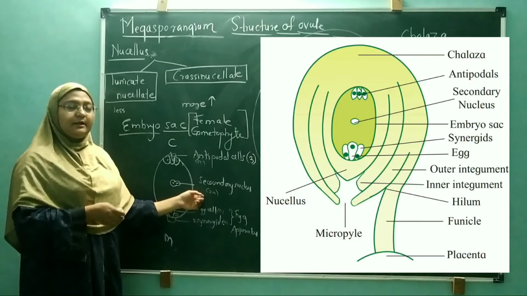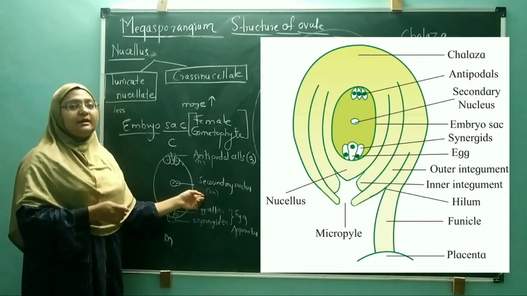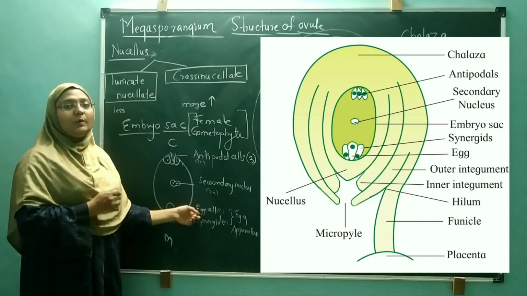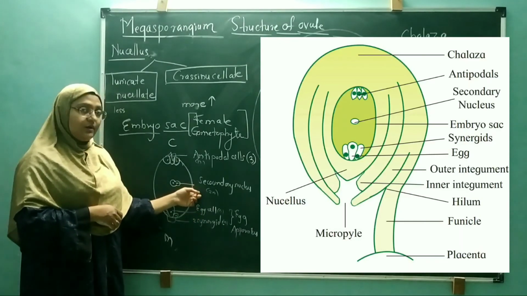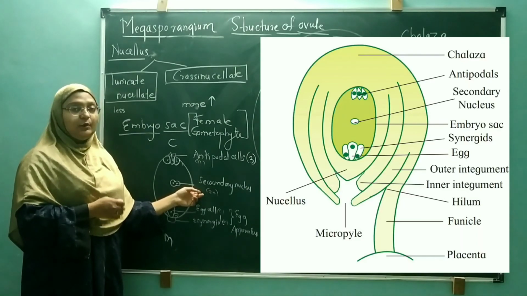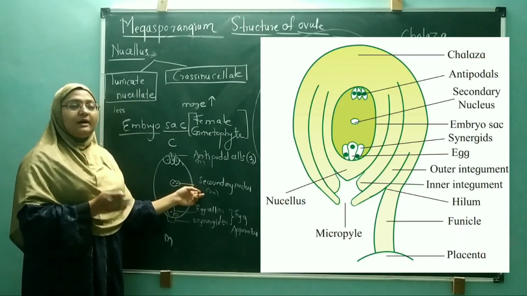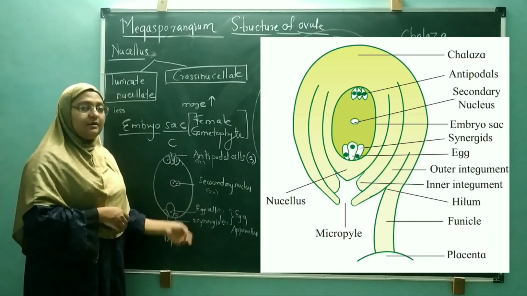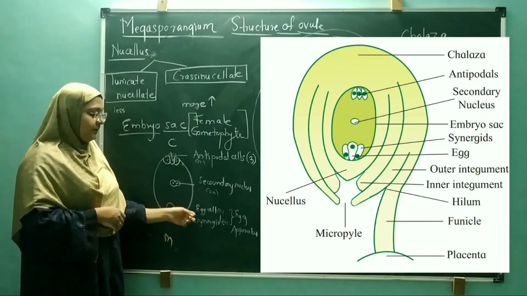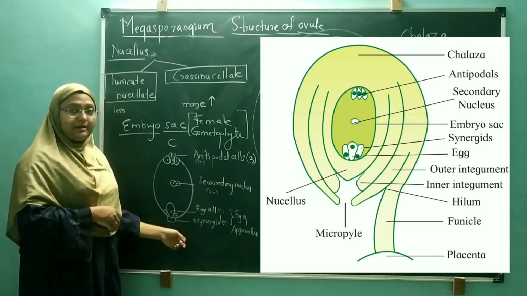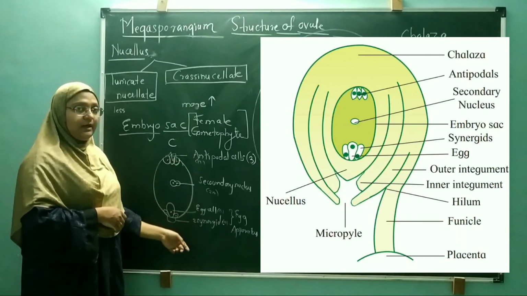Secondary nucleus double fertilization में second male gamete के साथ fertilize करेंगे. Next egg cell first male gamete के साथ fertilize करेंगे और zygote बनाएंगे. Secondary nucleus जब male gamete के साथ fertilize करते हैं, ये endosperm बनाते हैं. That is the nutritive tissue जो कि developing embryo को help करेगा. और ये सिर्फ होगा in the angiosperm. And next, these two synergids help in the fusion of egg cell and the male gamete. So this is the structure of the embryo sac.